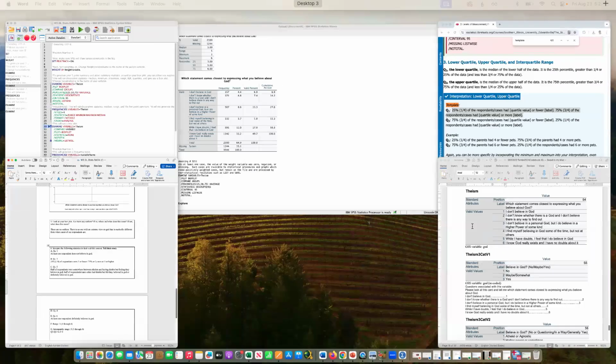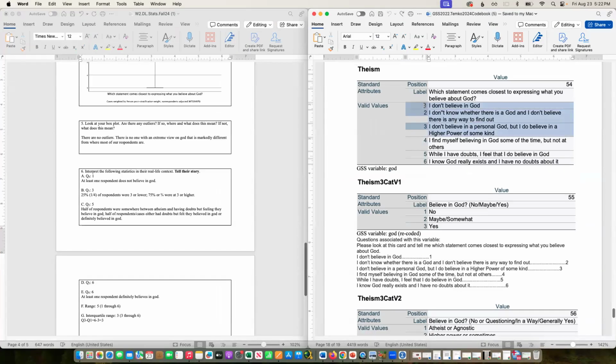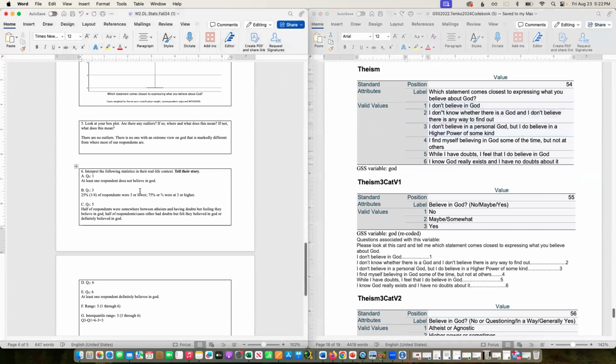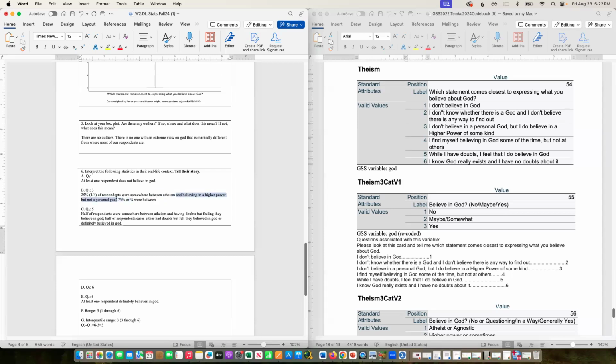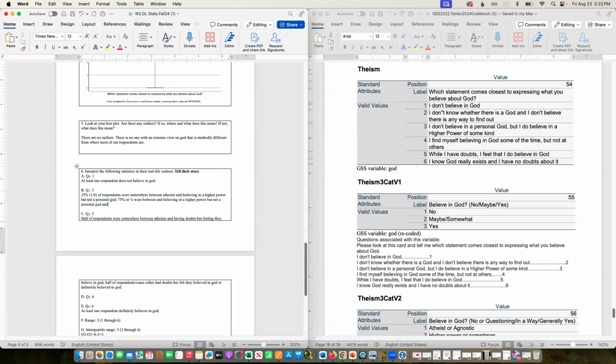Okay, going back to what that actually looks like, again, we're saying that the first quarter of respondents are somewhere in this range. And so a quarter of respondents were somewhere between atheism, which was that 1, right? That's our minimum, and believing in a higher power, but not a personal God. And then the other 3/4 were at a 3 or higher, meaning they were between believing in a higher power, but not a personal God, and definitely believing in God.